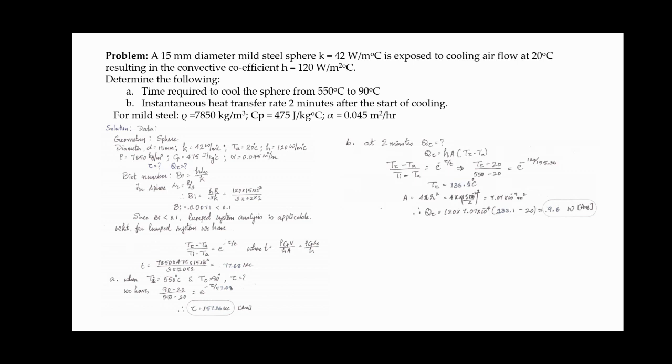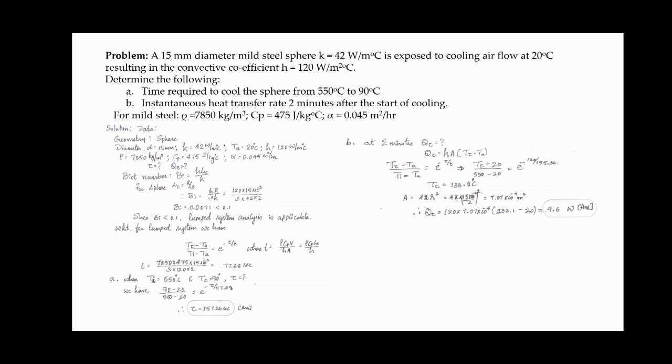First we need to calculate T tau to find out the instantaneous heat transfer rate. In this case, we need to find the instantaneous heat transfer rate after 2 minutes, so tau can be taken as 120 seconds. Now I'll substitute all the values in the equation (T tau minus Ta) divided by (Ti minus Ta) is equal to e to the power of minus tau by T. From that I'll get T tau as 133.1 degrees Celsius.